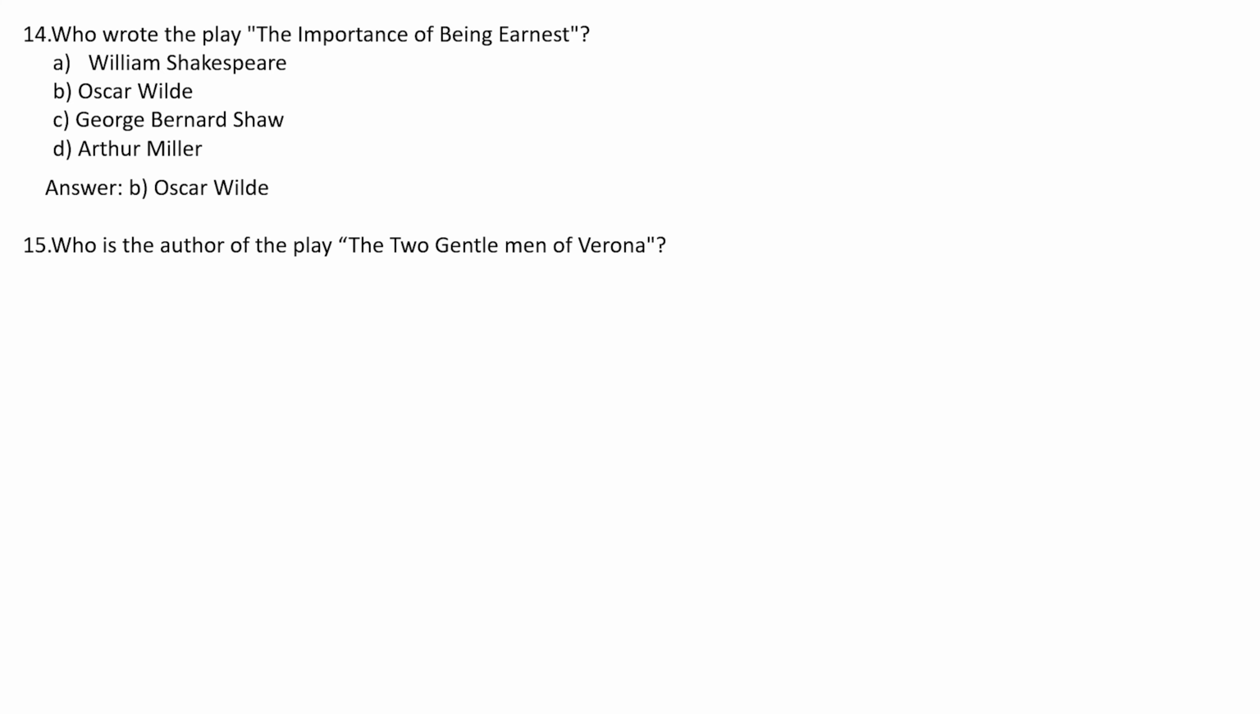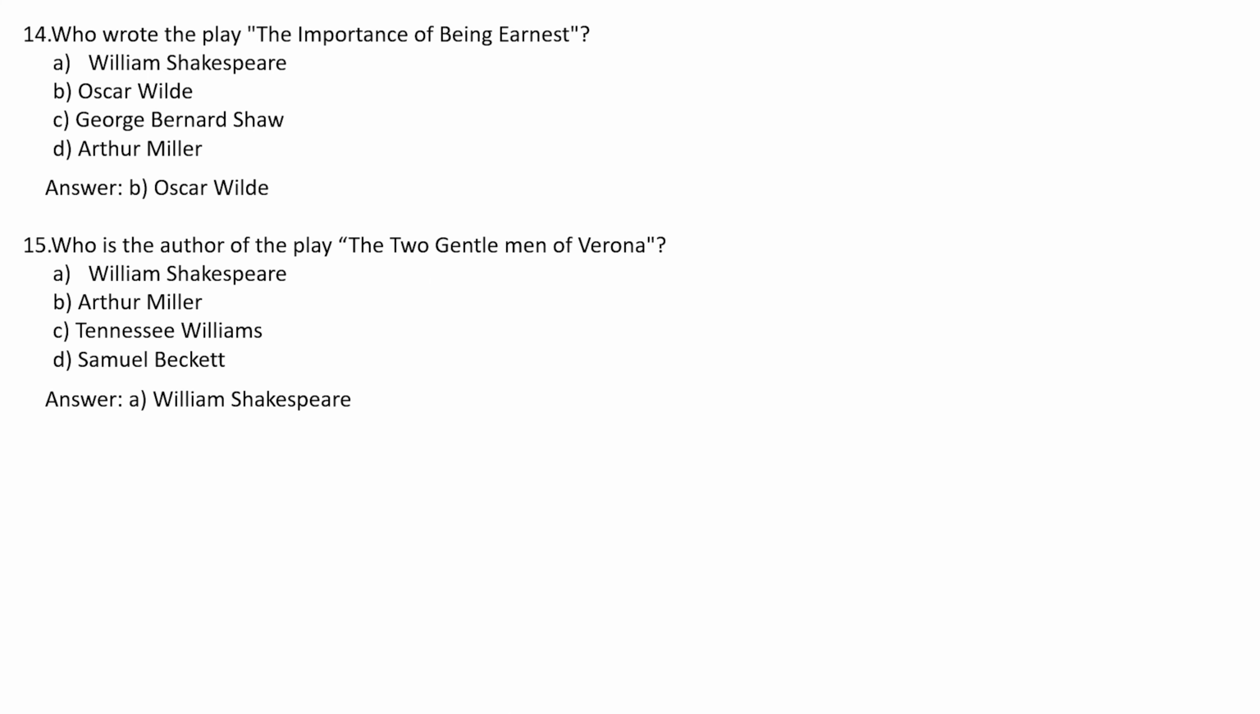Next question is, who is the author of the play The Two Gentlemen of Verona? And the options are option A, William Shakespeare, option B, Arthur Miller, option C, Tennessee Williams, option D, Samuel Beckett. And the correct answer is William Shakespeare. The Two Gentlemen of Verona is a play that deals with the theme of friendship and infidelity, the conflict between friendship and love, and the foolish behavior of people in love.